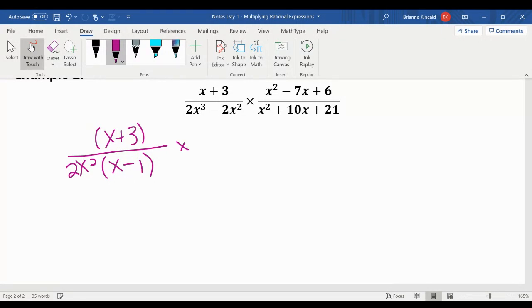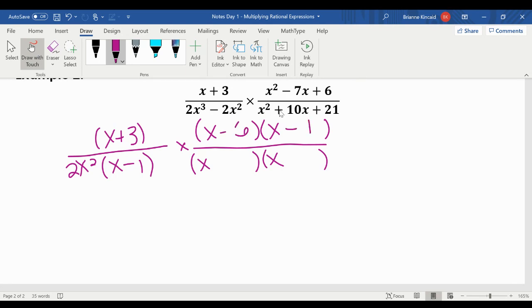And then for my second fraction, once again, I've got trinomials with x squareds at the front. We're factoring to binomials. I'm multiplying to a positive 6. I'm adding to a negative 7. That's x minus 6 and x minus 1. In the denominator, I'm multiplying to a positive 21, adding to a positive 10. That's x plus 7 and x plus 3.